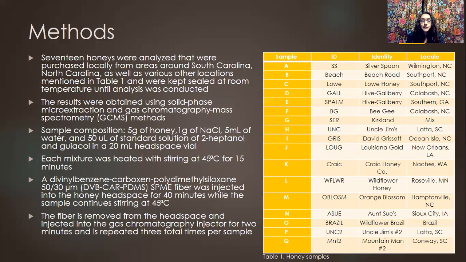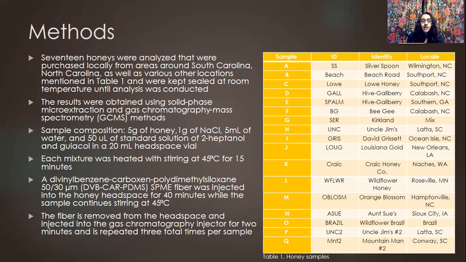In this experiment, we used 17 different honey samples that are shown in this table. These samples vary in location, showing that some are purchased from around the area of Conway and other parts of South Carolina, and then others are purchased outside of these in several different states, as well as one from Brazil. All the honeys are kept sealed at room temperature until they're ready to be used.